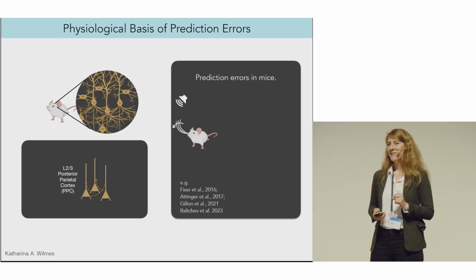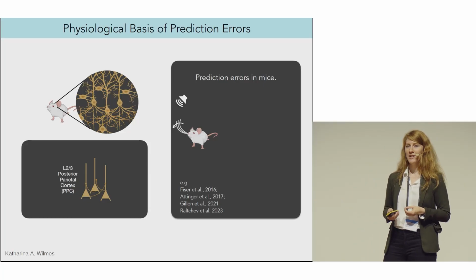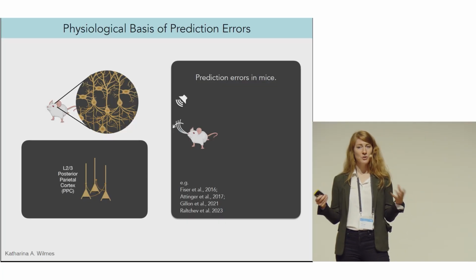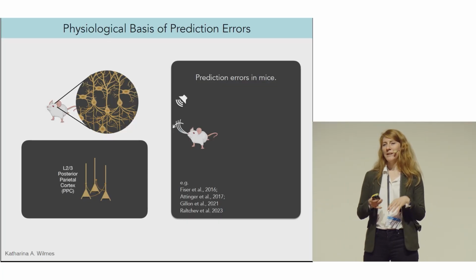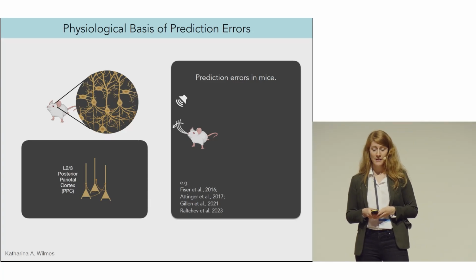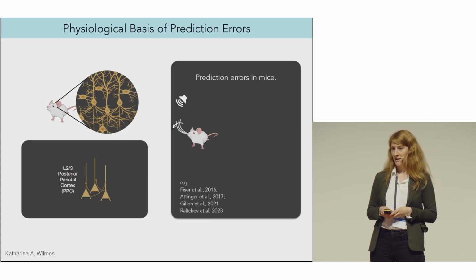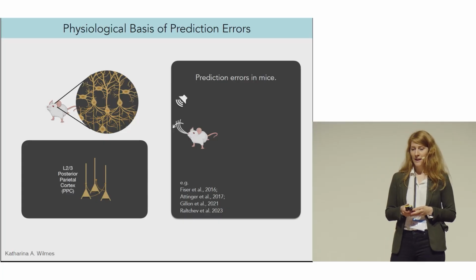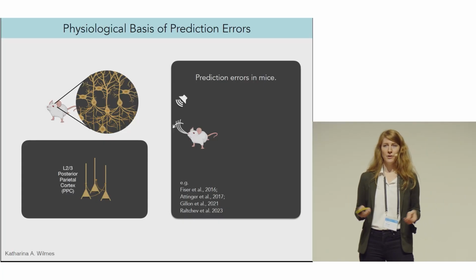And fortunately, there's a physiological basis for prediction errors that we find in the mouse brain, for example. Most of these studies are from the visual cortex, from Georg Keller's lab, but it has also been found in other modalities and also in a higher brain area, which is called the posterior parietal cortex. And our collaborator, Shankar Sachidanandam, at the University of Bern finds these prediction errors there. And to elicit a prediction error, they do the following paradigm.